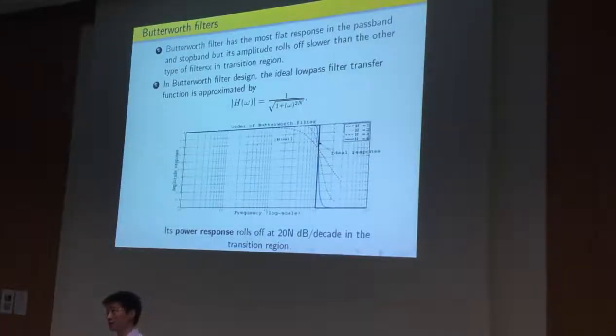You would want to fix a system with 3 components or 100 components. Of course, 3 components is easier, right? So when N increases, of course the performance increases, closer to the ideal case. But the cost is that the maintenance cost will increase a lot. The good thing is that when N increases, the rolling off becomes faster, and we can derive that the rolling off can be estimated by 20 times N dB per decade.